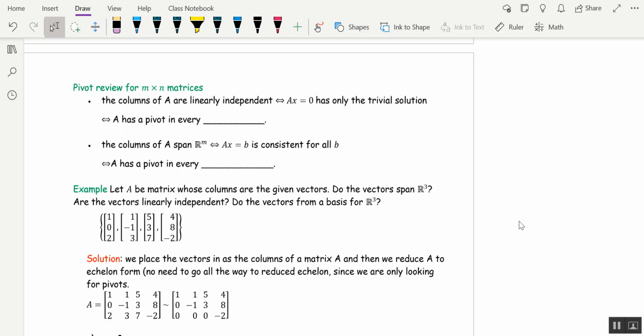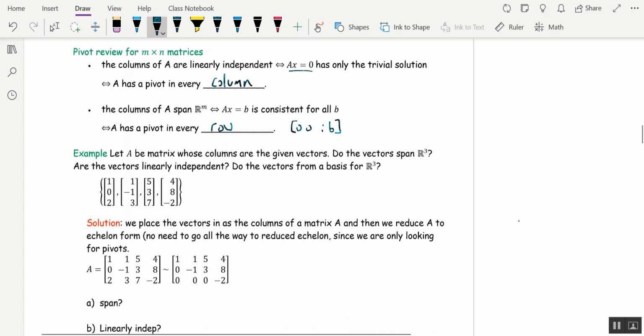Okay, we're almost ready to accomplish our goal, but first we need to do a short pivot review for m by n matrices. The columns of a matrix A are linearly independent if and only if A has a pivot in every column. That's because you want no free variables in the equation AX equals 0. The columns span Rm if and only if you have a pivot in every row. That's because you don't want to end up with a row like 0, 0, dot, dot, dot, augmented with something non-zero in the augmented matrix.